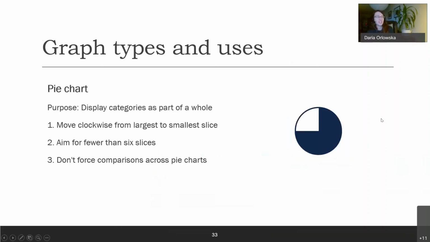A pie chart is nice when you're trying to show parts of categories. It is important that you don't get carried away with how many slices you have, because at that point, things get muddled and you're not able to see the actual categories. It's also important not to force comparison across pie charts. If you have one pie chart and you're comparing it to another one, maybe you should be using a bar graph instead.